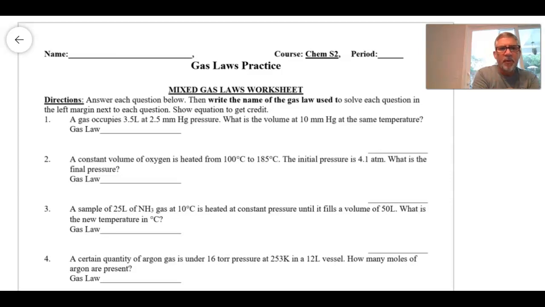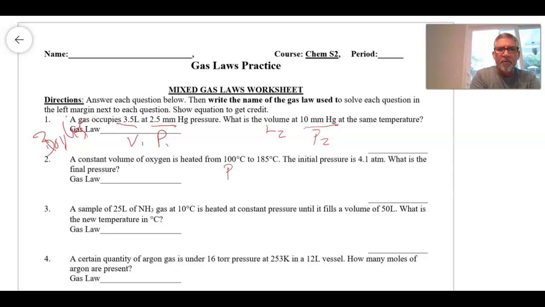So the first one, you start looking at what we have. I have volume and pressure, and I want a volume. So that has to be Boyle's, because Boyle's is P1 V1 is equal to P2 V2. All right? Okay. So second one, same thing.